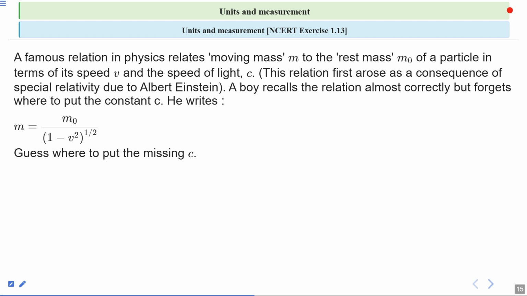A boy recalls the relation almost correctly but forgets where to put the constant c. So he writes the equation m equal to m0 divided by (1 minus v square) all raised to 1 by 2. That means this whole term is under the root. Guess where to put the missing c.